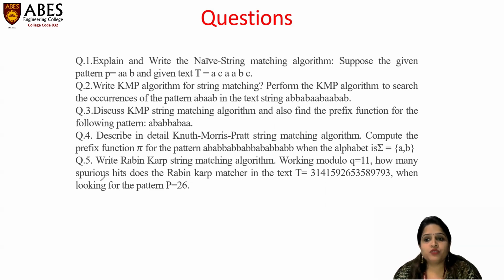If our pattern matches, we can say it's a valid hit. If our hash value matches a text string but our pattern does not match, we can say that is a spurious hit. So in that question we just count the spurious hits and return the value of spurious hits. We already discussed this question. These are some important questions based on the string matching algorithm. Suppose you all understand.